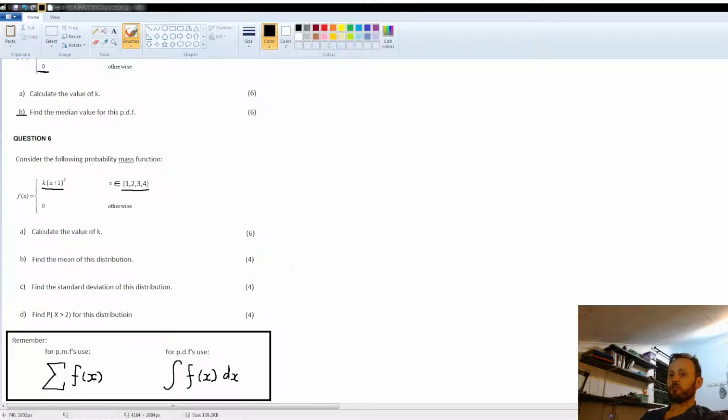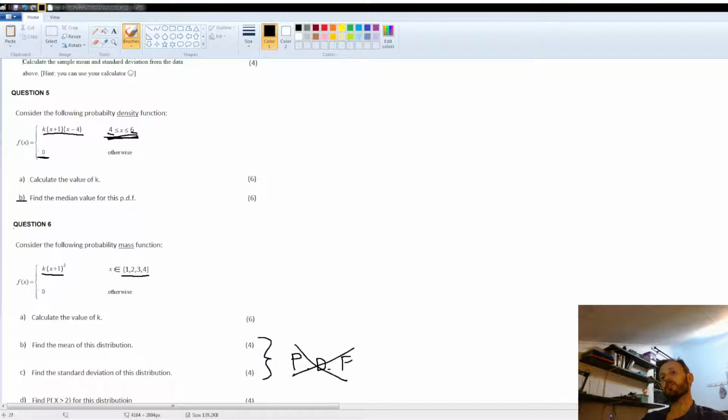Find the mean of this distribution. Okay, well, there are actually different ways to do this. What I recommend is just make a table. You will never be asked this for a PDF, okay? So these two questions, they will never ask you this for a PDF. If you're thinking, no, but didn't they just ask us that? No, they didn't. They asked you for the median. It's not the same thing.